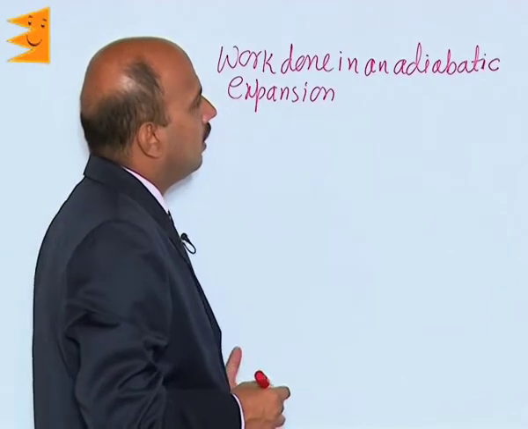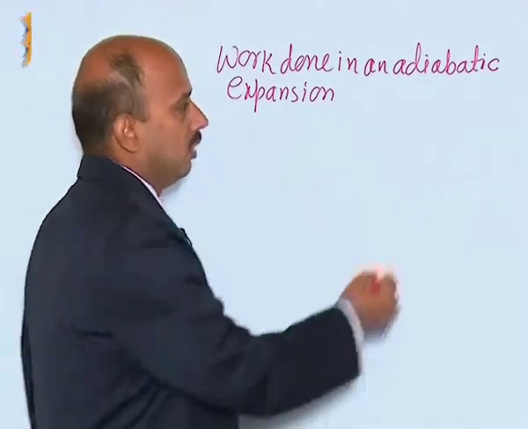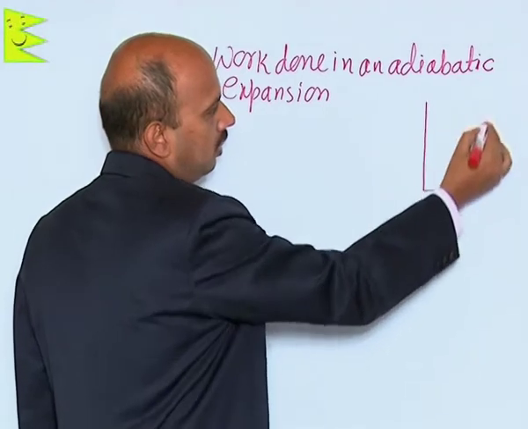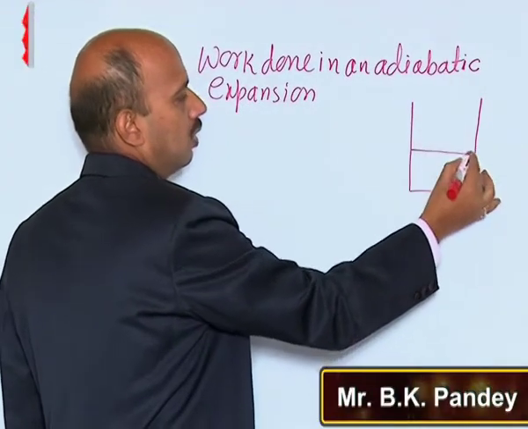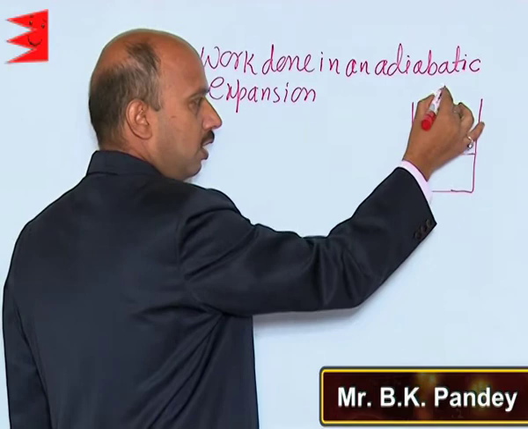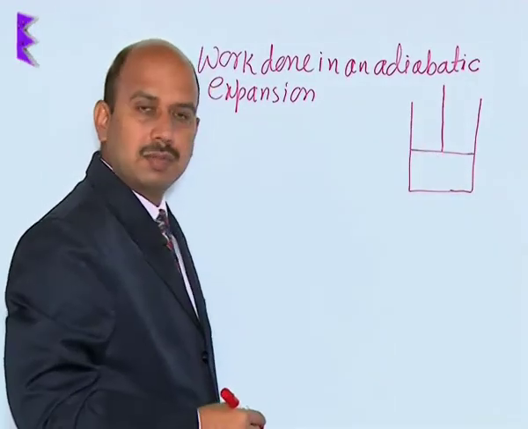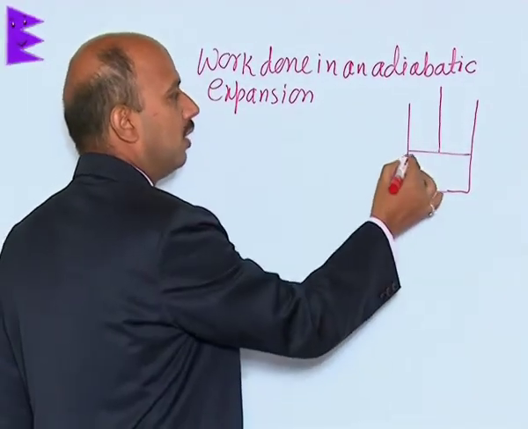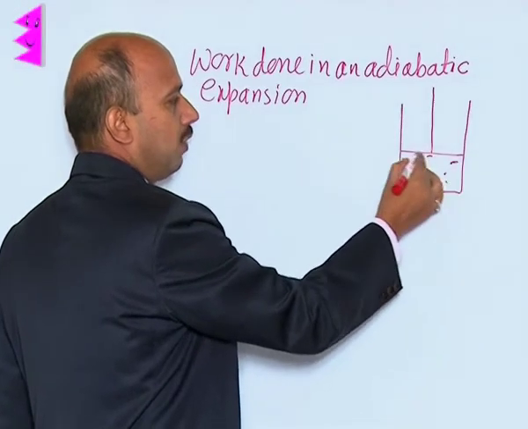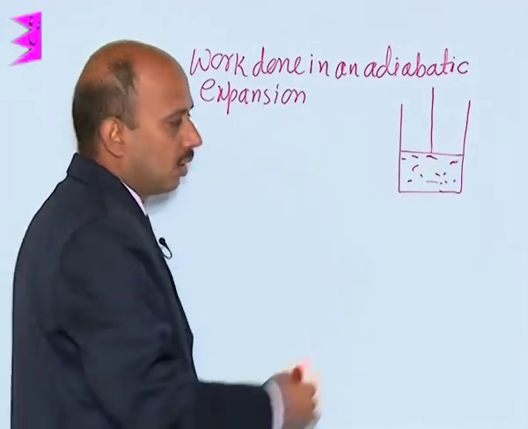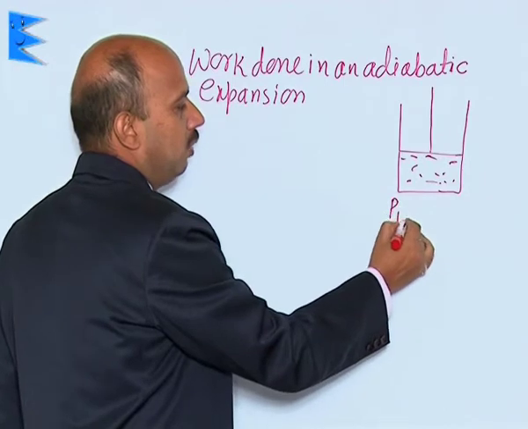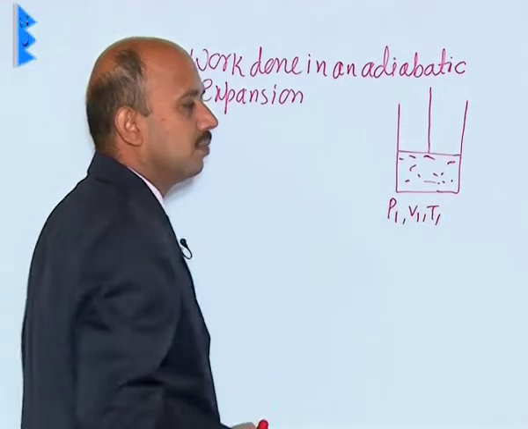Now see the work done in an adiabatic expansion. Suppose you have taken gas in a cylinder whose walls are perfectly non-conducting, and the piston is frictionless and also non-conducting. 1 gram mole of ideal gas is taken here. Initial parameters are P1, V1 and T1.